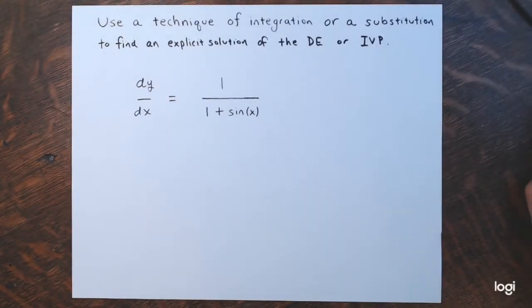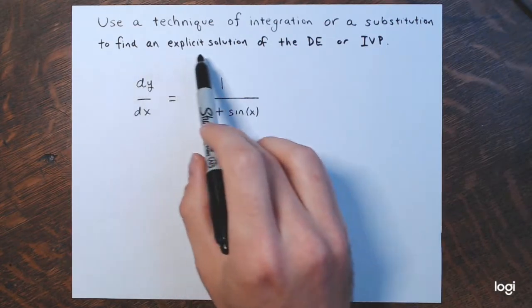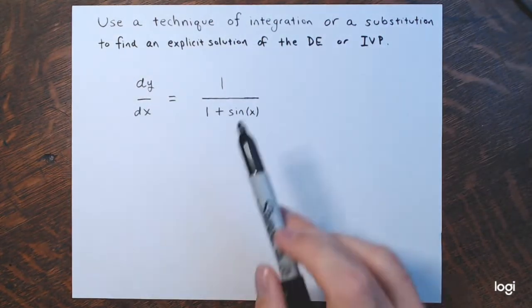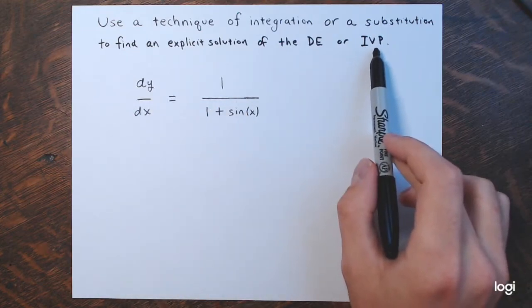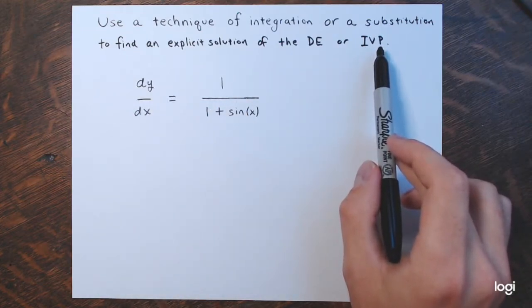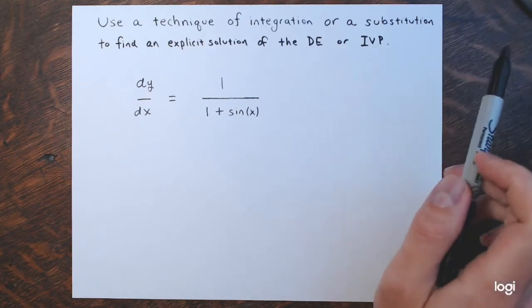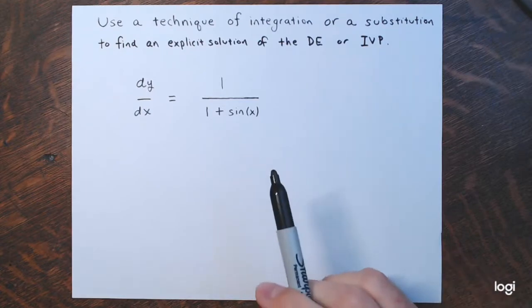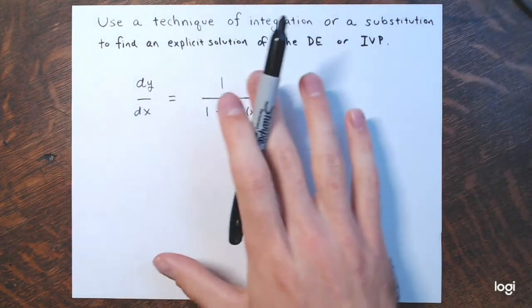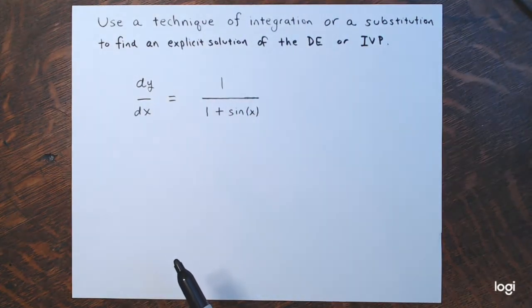In both examples we're asked to find an explicit solution, either of the differential equation, which this one is, or the initial value problem, IVP, which is the differential equation with some initial conditions that have to be met by the solutions. So one of these is just a plain old differential equation, and the other one is an IVP, an initial value problem.